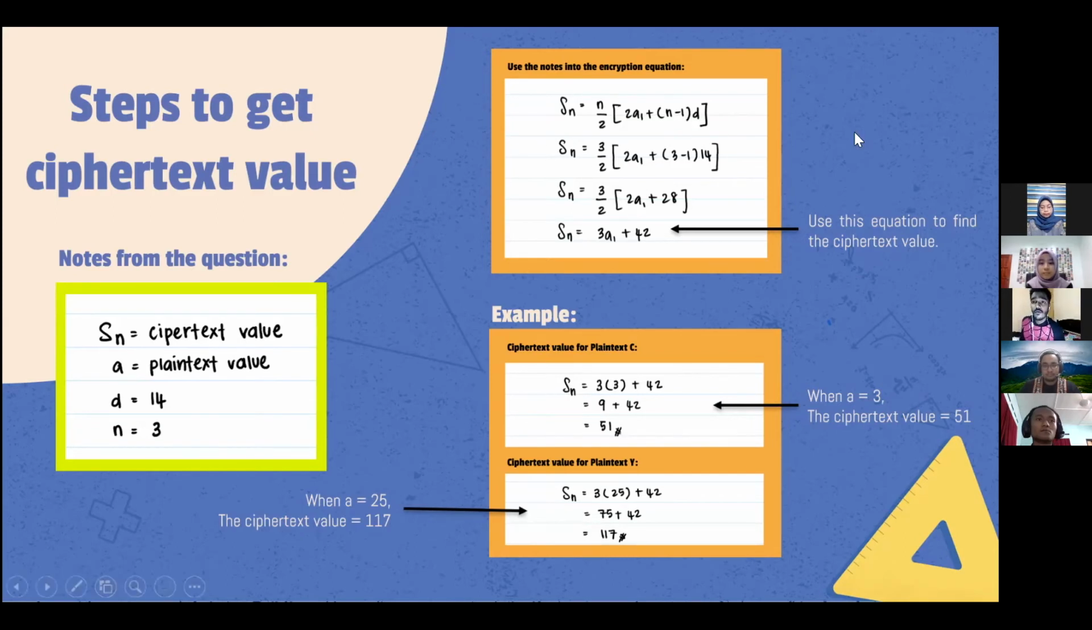For the ciphertext value for plain text C, we just replace the A value with 3. If we complete the equation, the answer will be 51. And for the ciphertext value for plain text Y, we substitute the value 25, which is in the table. After we complete the equation, it will be 117. When A equals 25, the ciphertext value equals 117. That's all. I pass it to the next presenter.